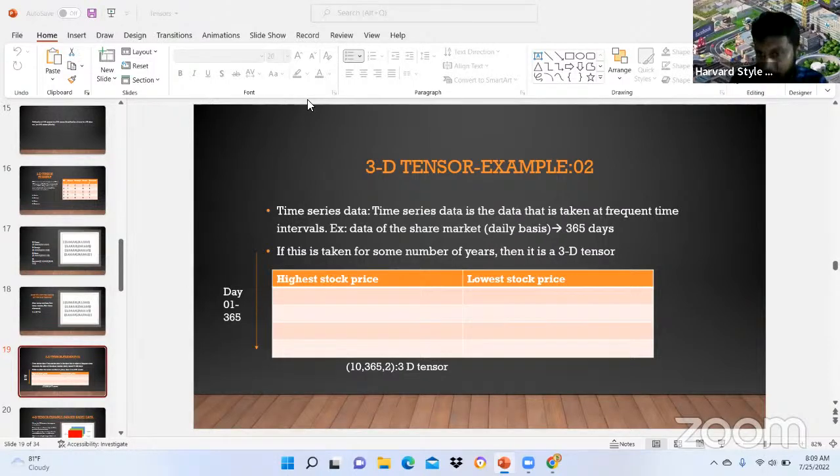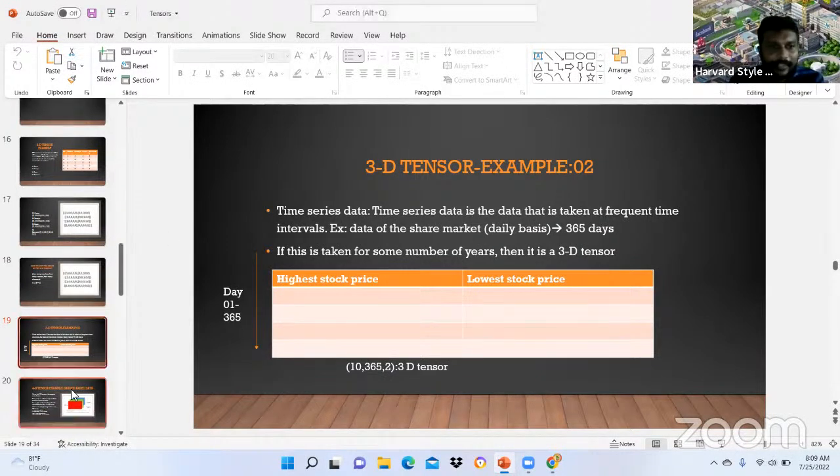Right, where I have stopped, I told about this 10 years, but it is not needed for 10 years. If you take 1 month, like 30 days, you will be recording 30 days. So the same thing you will be taking for 12 months. That is also a 3D tensor, because you are getting parallel data sets. Okay, that is another example for 3D tensors.